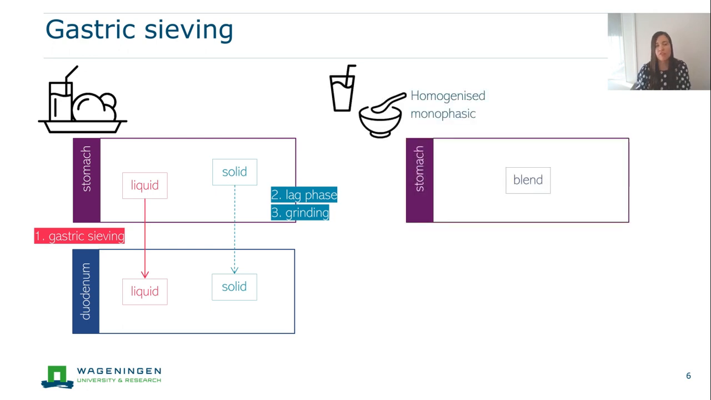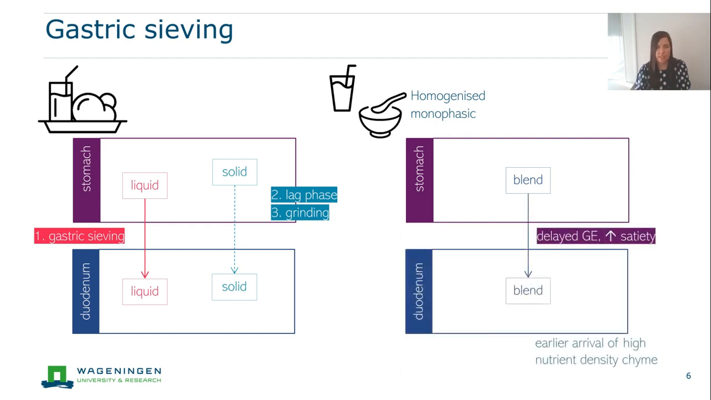On the other hand, for the homogenized monophasic meal, what we have is that the blended meal enters the stomach as such. Gastric emptying starts, but the difference here is that the chyme that enters the duodenum actually has a higher nutrient density. Therefore, gastric emptying is delayed. The residence time of the total meal is longer in the stomach, and thus satiety is increased.